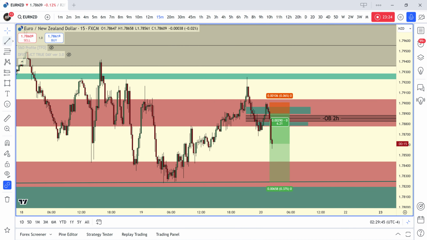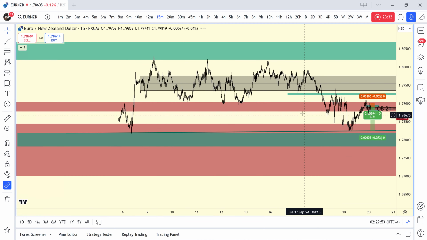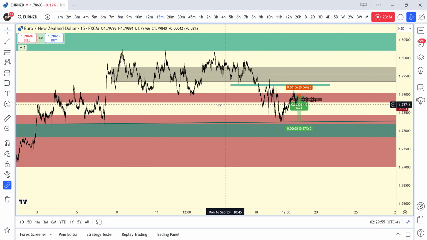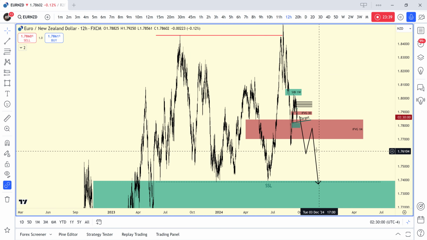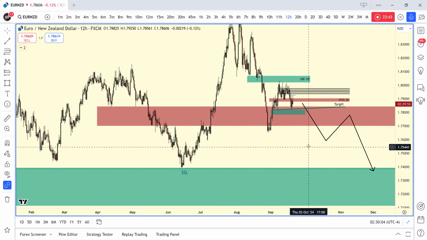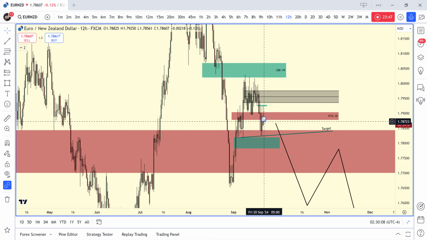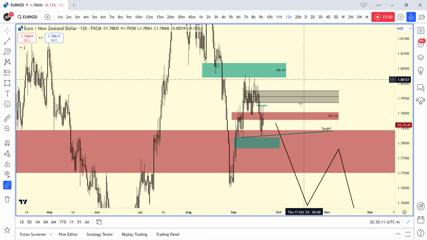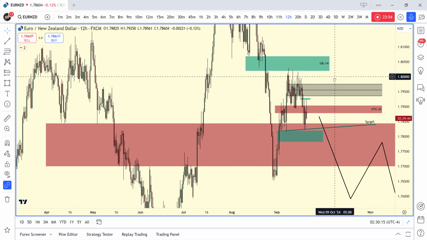So yeah, euro New Zealand dollar, framing a trade based on that inversion 3-day gap, and it may be quite possible that we come all the way down here and attack this sell side here. All right. So yeah, let's see what happens. And yeah, good luck.